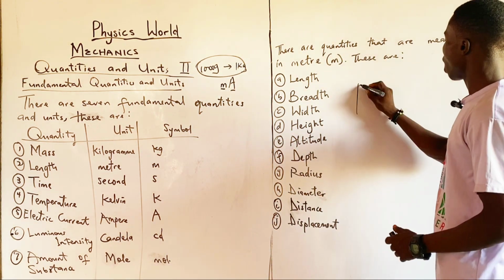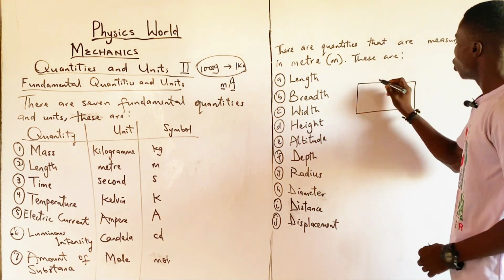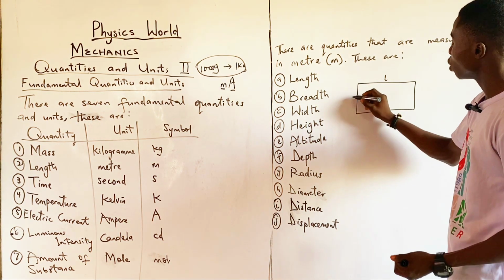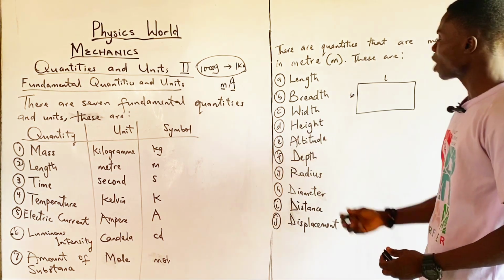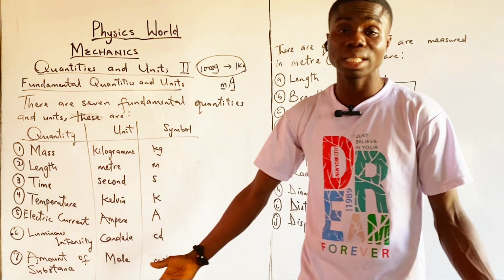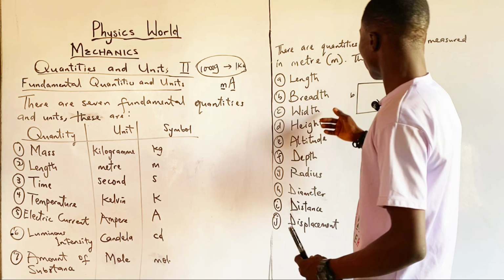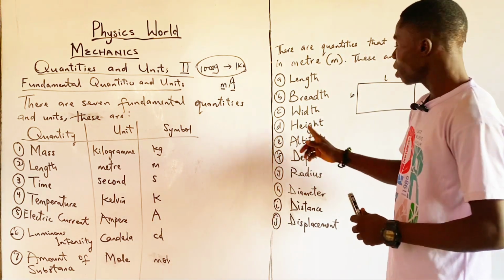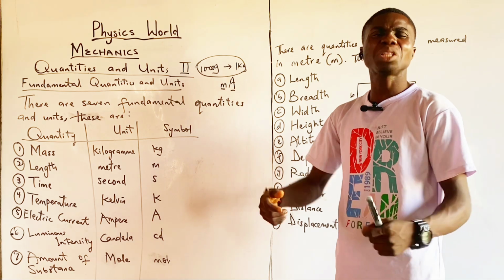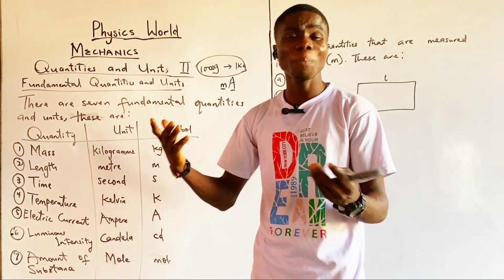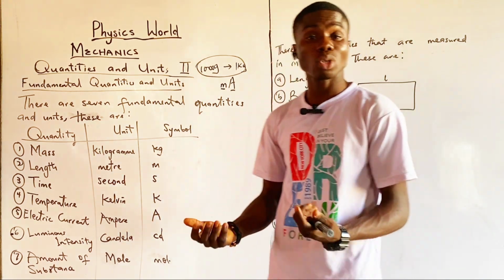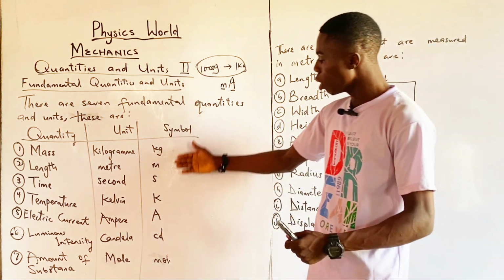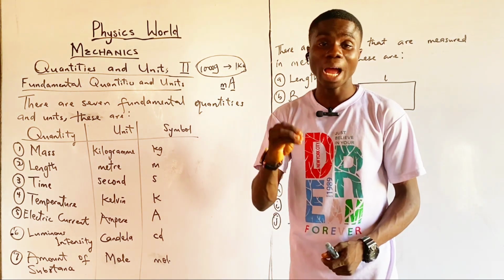For instance, if you have an object like this, the longer side is what we term as length, and the shorter side is what we term as breadth. And we can actually call it width, how wide it is. Height, how tall an object is. Maybe you can use a tape rule to measure them, and these tape rules are graduated in meters or centimeters. So that's why everything like this uses meter as their unit.